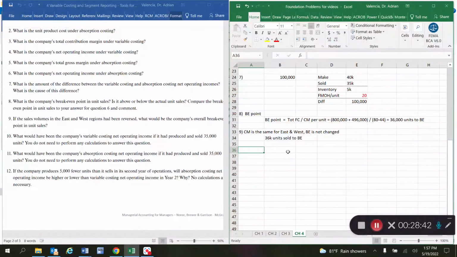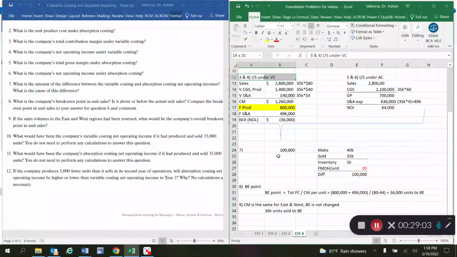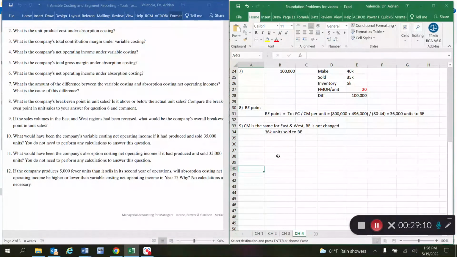All right, number 10. What would have been the company's variable costing net operating income if it had produced and sold 35,000 units? You do not need to perform any calculations to answer this question. Okay, yes. They don't want us to do the computations, but I will. So I'm going to copy this one. And here's what I'm going to say. So this is number 10.